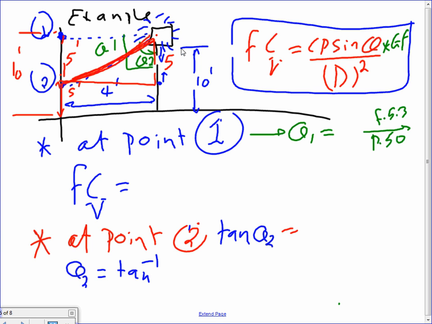And d, the distance d is this distance right here. Can you guys see that? D. This is the distance. The distance between the fixture and the point of calculation. Between the fixture and the point of calculation. Okay?